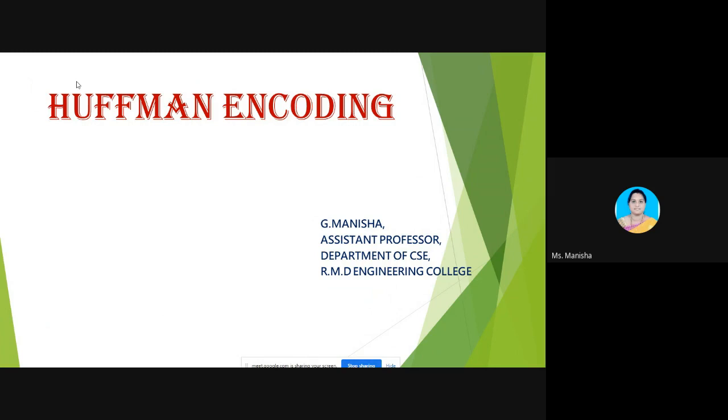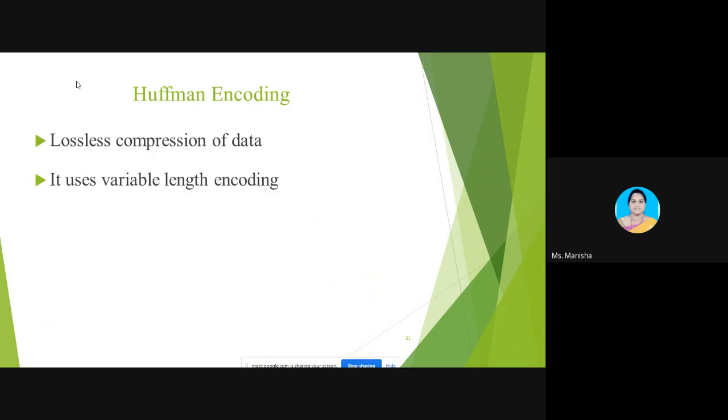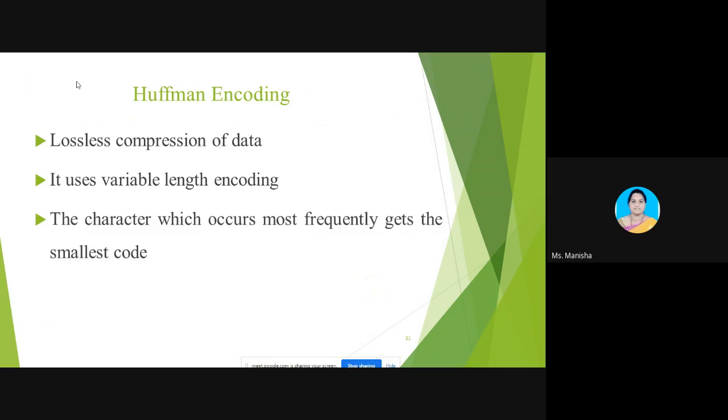This Huffman encoding is an example of the source coding theorem. So let's go to the topic. Huffman encoding: what is it used for? Lossless compression of data. It uses variable length coding. Only variable lengths can be used.